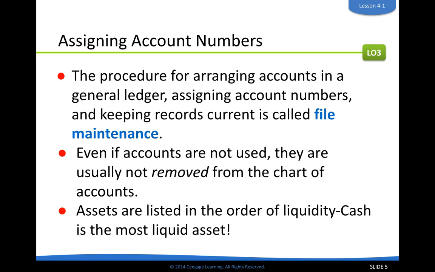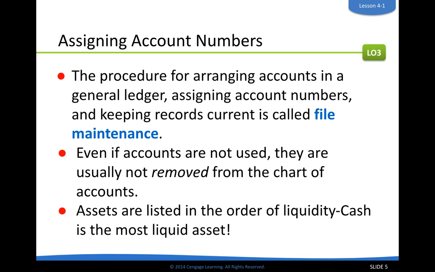Something to note is our second bullet point, that maybe we have a piece of machinery for our company that has to be repaired over and over and over again. So we have repair expense as an account that we use over and over again. Well, if we get rid of that piece of machinery and we don't have any other repair expense, we're still not going to remove that repair expense from the chart of accounts because 10 years down the road, we could get another piece of machinery that we have to repair. So we do not remove accounts from the chart of accounts, even if we're not using them anymore.